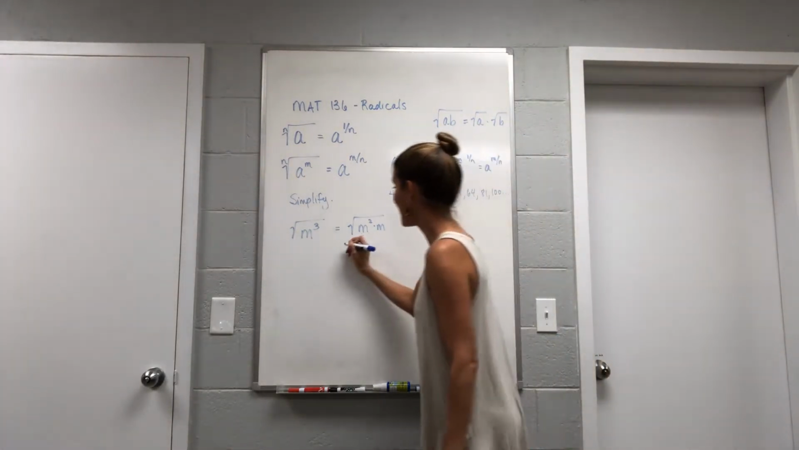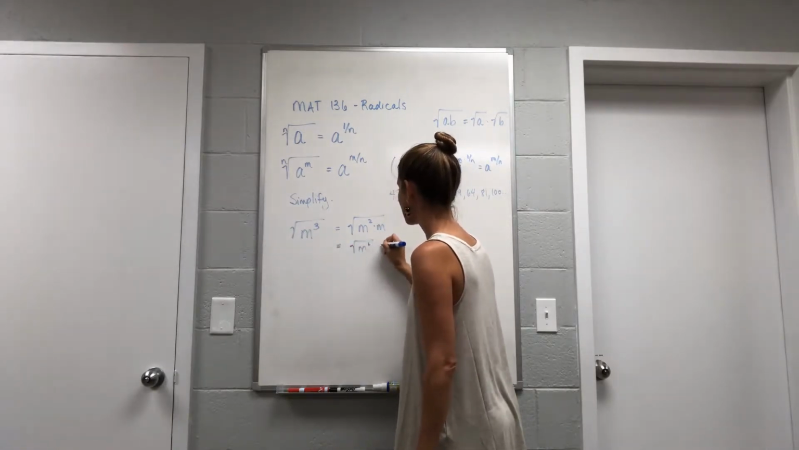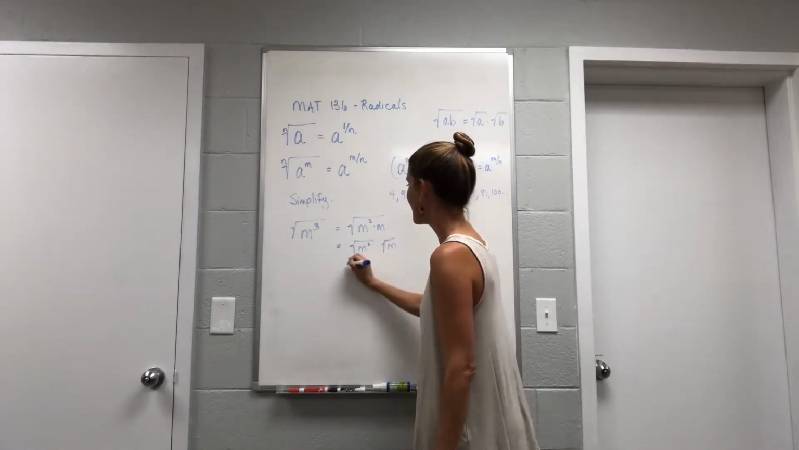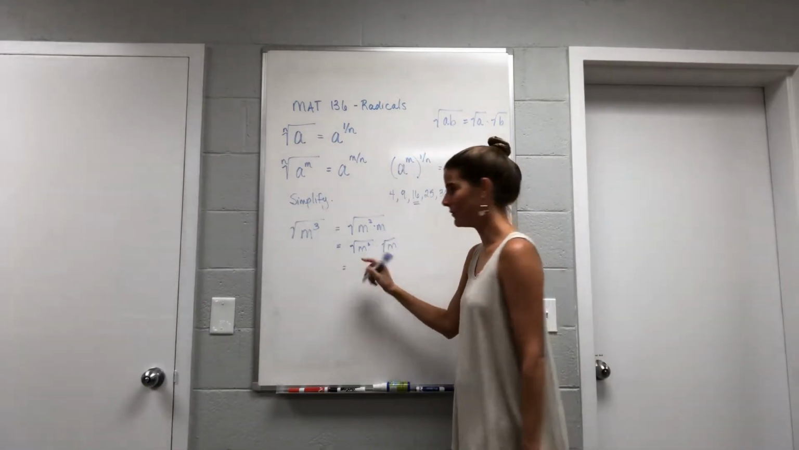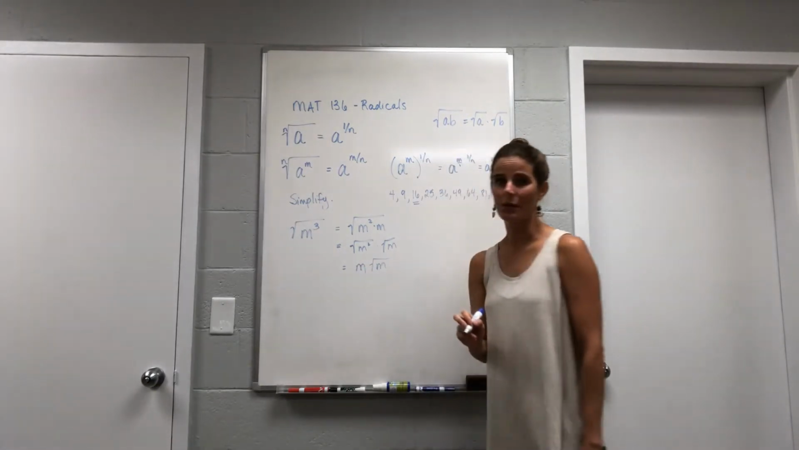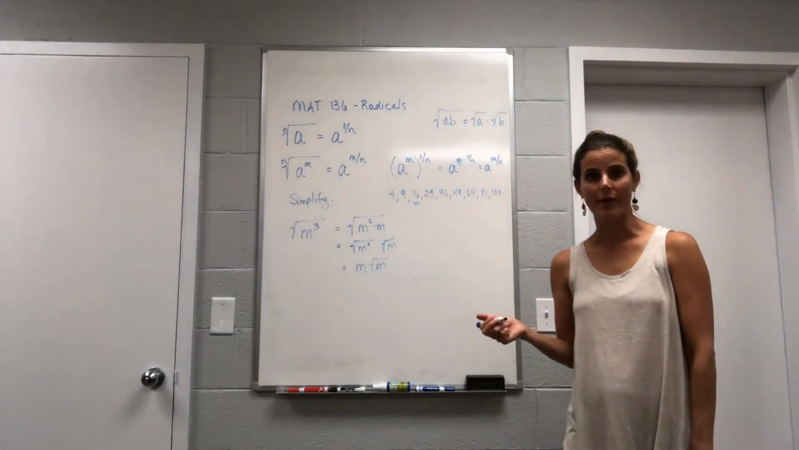I can, however, just write that as square root of m squared times the square root of m. And again, the square root of m squared, like we saw before, is just m. And then the square root of m, can't do anything with that. So m times the square root of m is the simplified form for that.